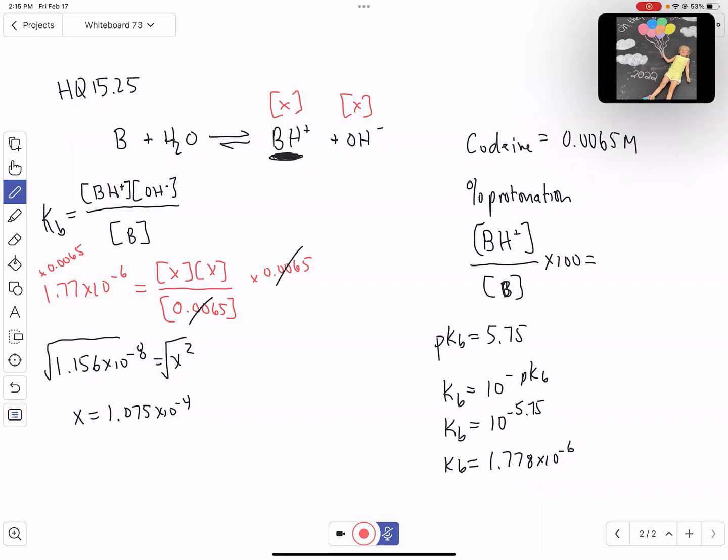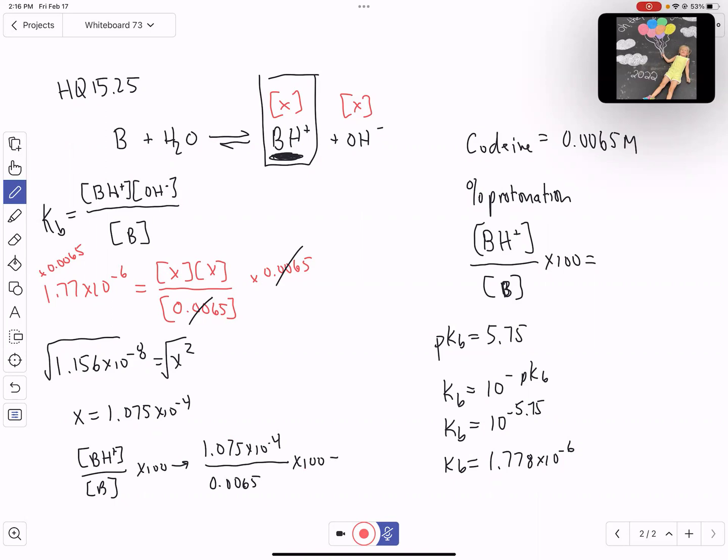What is X? X is the concentration of my conjugate acid, and that's what I'm looking for to find my percent protonation right here. I'm going to plug in the concentration of my conjugate acid divided by the concentration of my base and multiply that by 100. My conjugate acid concentration, 1.075 times 10 to the minus 4, divided by 0.0065, my initial concentration, times 100. And that should give us our percent protonation.